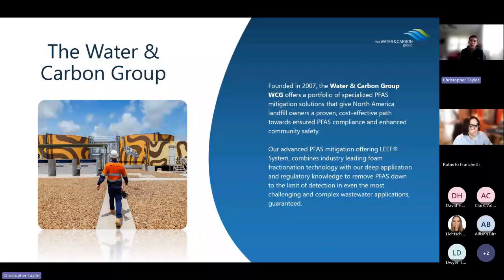So now I'm going to pivot a little bit to what foam fractionation is, but first a little bit about Water and Carbon Group. We've been around since 2007. We're an environmental services business. The picture I'm showing here is of a site in Darwin, Australia. This is the Shaw Bay facility, which is a landfill.